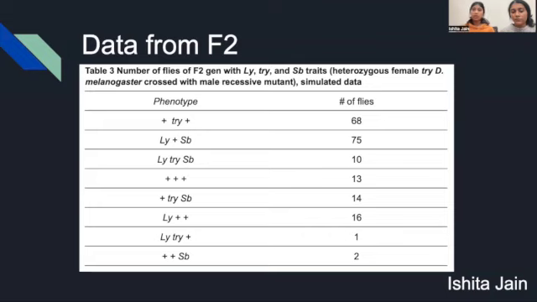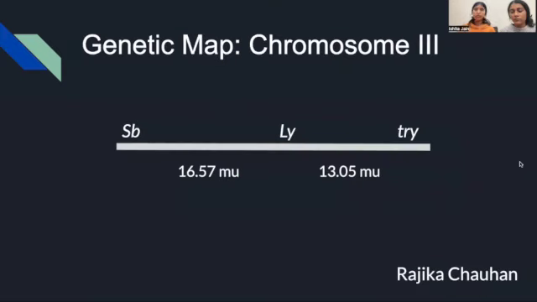So using this as well as the single crossovers in terms of the phenotypes, we were able to determine a general sequence of these mutations. And so using those mutations, we could then begin to attempt to map the tri mutation specifically. So this was a genetic map we came up with based on our data.